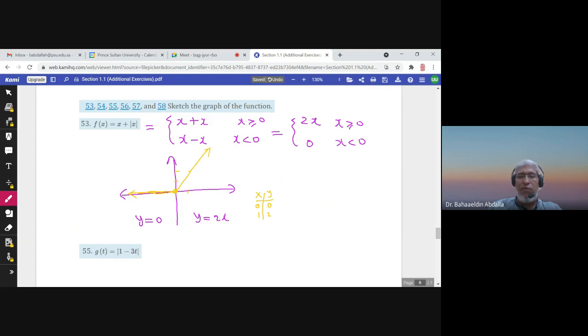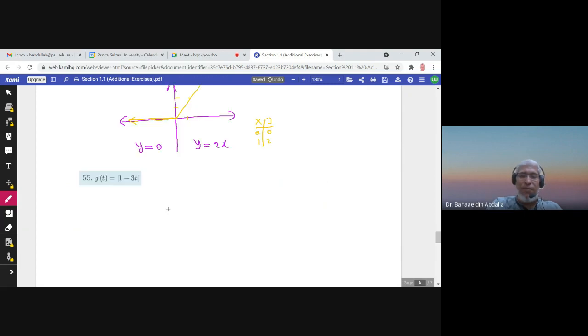So the graph would be this. This circle was open when we considered y equals 0, but it is now closed because the two functions are equal at 0. So this graph is continuous, okay?